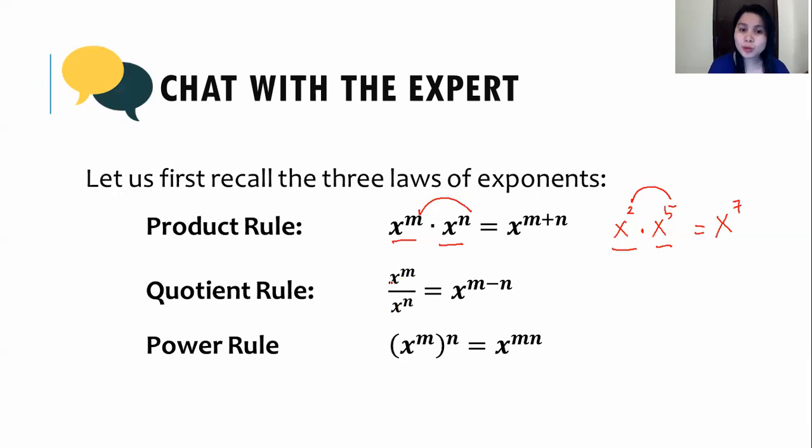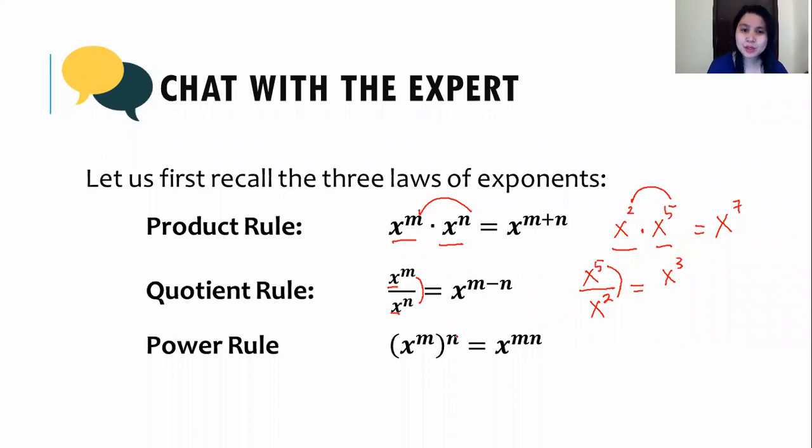Next, when we divide the same base, we simply subtract their exponents. Example, x to the 5th over x squared. Same base, we simply subtract the exponents. The answer is x to the 3rd power.